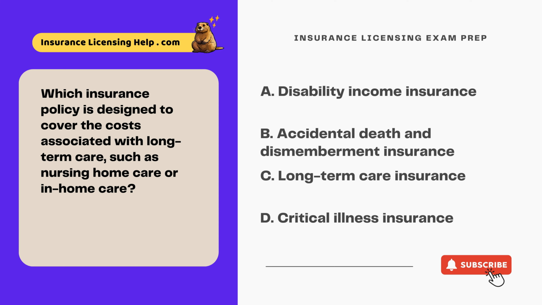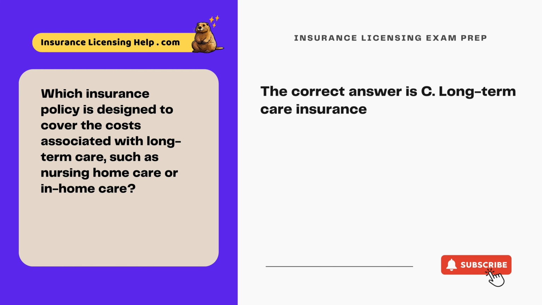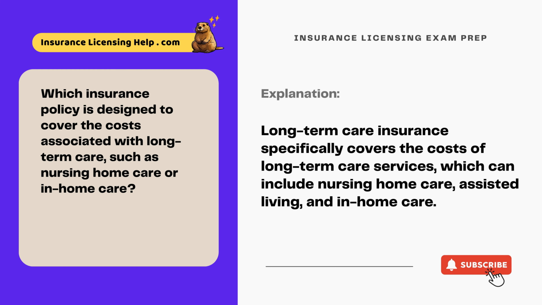Which insurance policy is designed to cover the costs associated with long-term care, such as nursing home care or in-home care? A, disability income insurance. B, accidental death and dismemberment insurance. C, long-term care insurance. D, critical illness insurance. The correct answer is C. Long-term care insurance. Long-term care insurance specifically covers the costs of long-term care services, which can include nursing home care, assisted living, and in-home care.